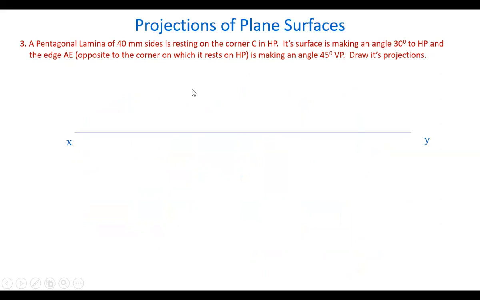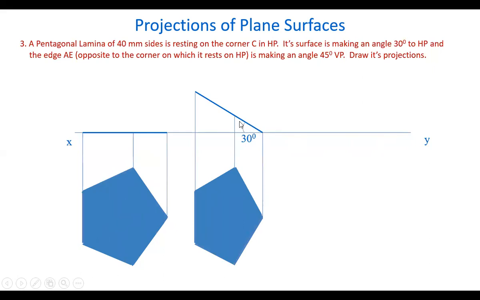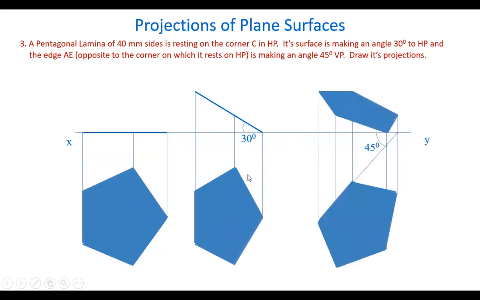So first of all, take the plane in the horizontal plane here, having one of its edges perpendicular to VP, perpendicular to the reference line here, and show the surface inclination 30 degrees with HP, and this corner here, this side we have a corner. The corner is lying on the horizontal plane. So next, take this edge here at a 45 degrees angle to the VP.